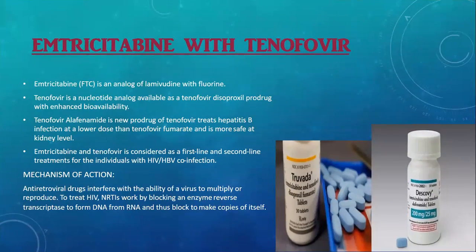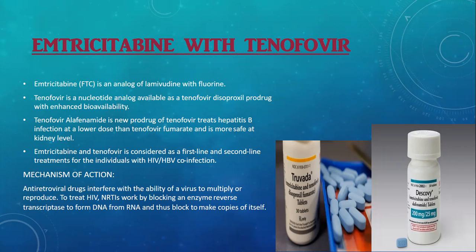Now coming towards our main topic, that is emtricitabine with tenofovir. Emtricitabine is a fluorinated analog of lamivudine, while tenofovir is a nucleotide analog available as a tenofovir disoproxil product with enhanced bioavailability. On the other hand, tenofovir alafenamide is a new product of tenofovir, which treats hepatitis B infection at a lower dose than tenofovir fumarate and is safer at kidney levels because it does not cause reduction in kidney function.